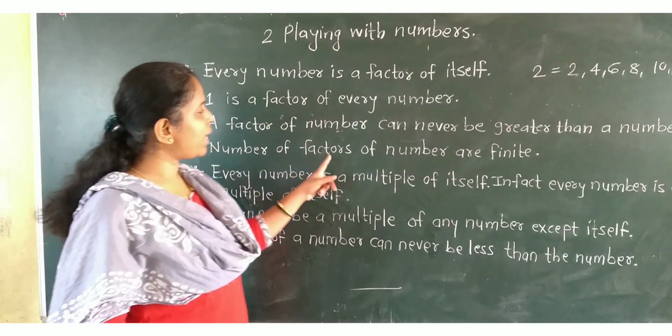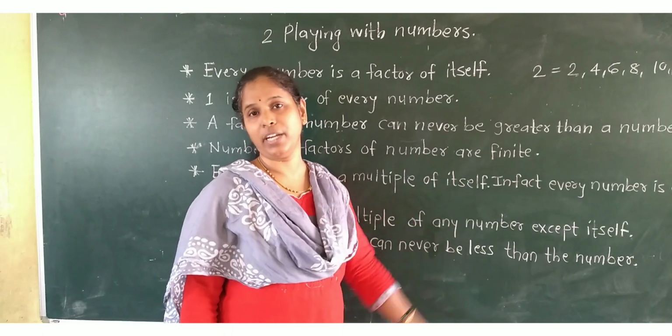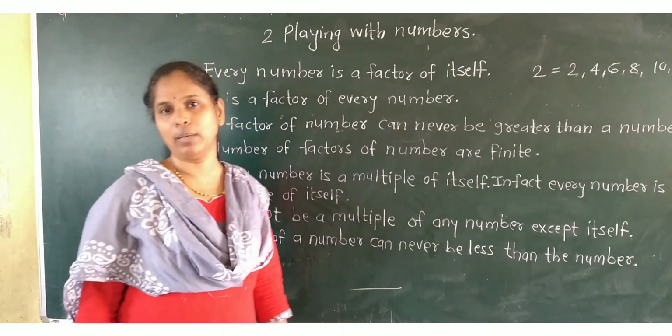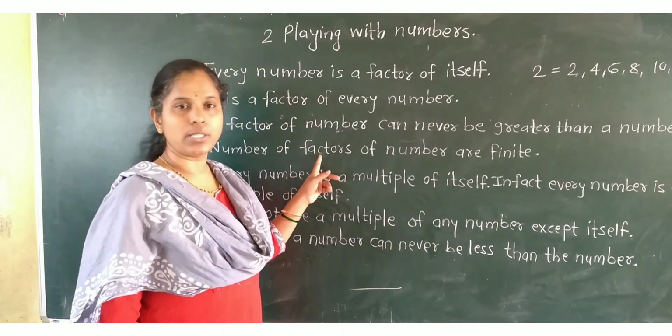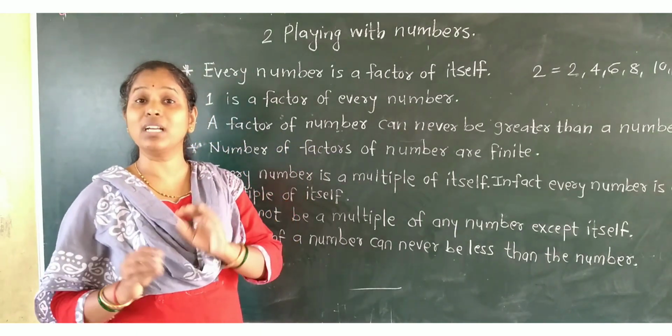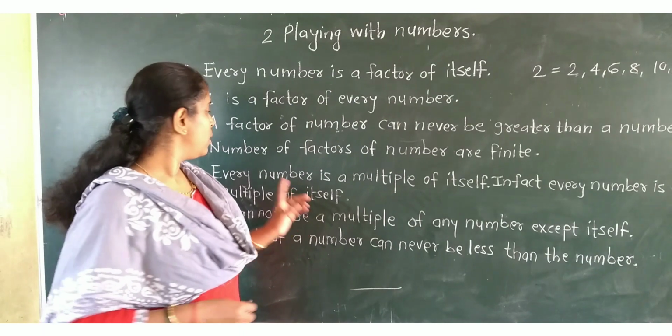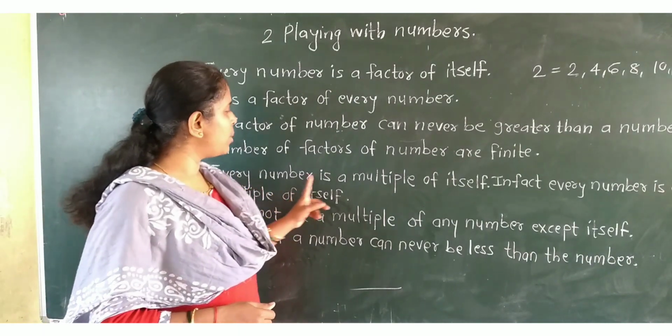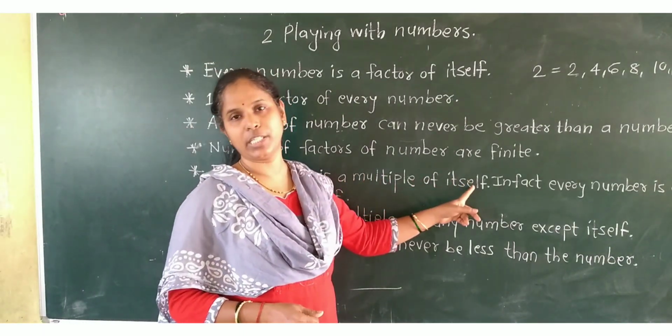Next, the number of factors of a number is finite. Finite means countable. The factors of any given number we can count. They are countable. Then every number is a multiple of itself.